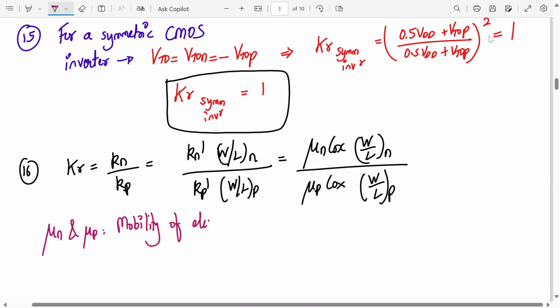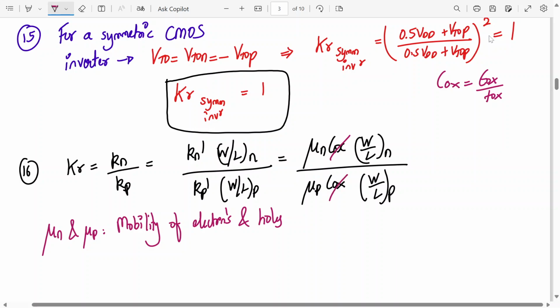Mu N and mu P is mobility of electrons and holes. Now, what is Cox given by? Epsilon Ox upon Tox. So Tox of both the NMOS and PMOS will be similar. So we can cancel out Cox term from here.